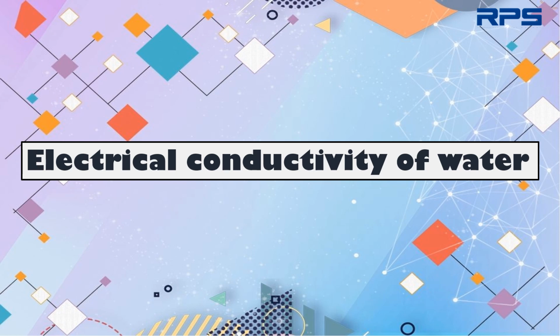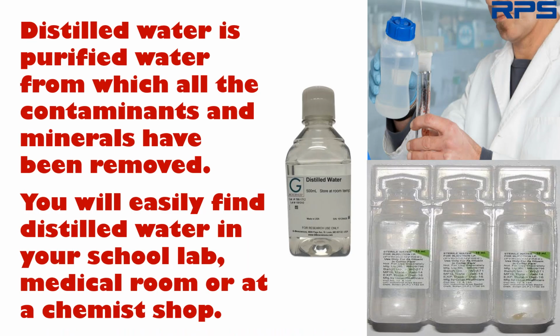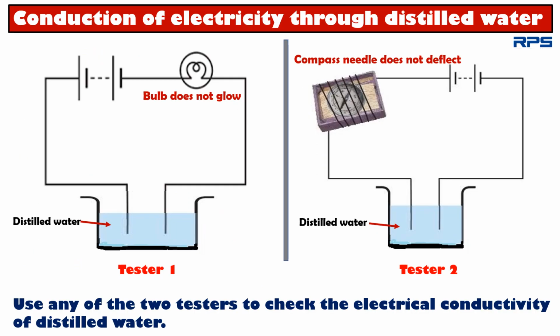You might have heard of distilled water. Distilled water is purified water from which all the contaminants and minerals have been removed. You will easily find distilled water in your school lab, medical room, or at a chemist shop. In the previous session, you learned to make two different types of tester to test the conductivity of various liquids. Now, use any of the two testers to check the electrical conductivity of distilled water.